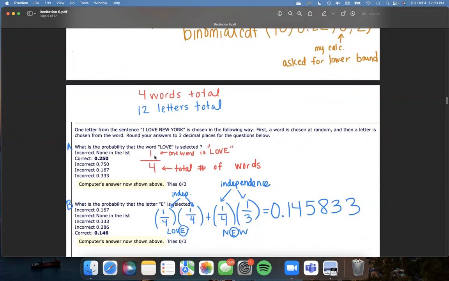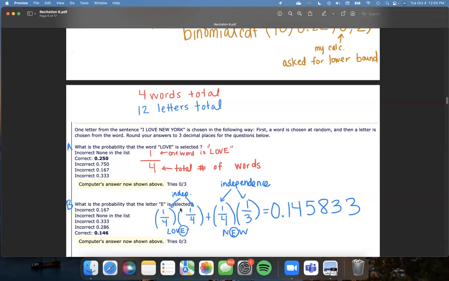Our answer is 1/4 because there's only one word out of these 4 words that is the word love, so that's 1. And then our total possibility of words that could have been selected is 4, because there's a total of 4 words. So that's 1/4, and we get 0.25 as our answer. Next is, what is the probability that the letter E is selected?